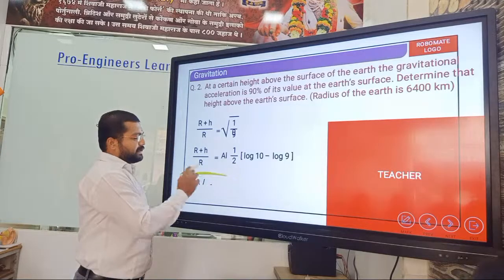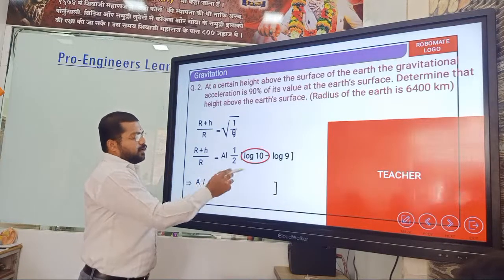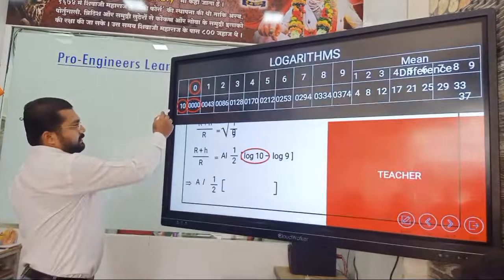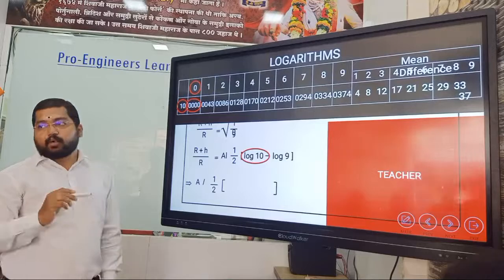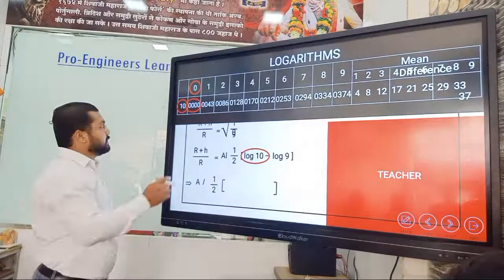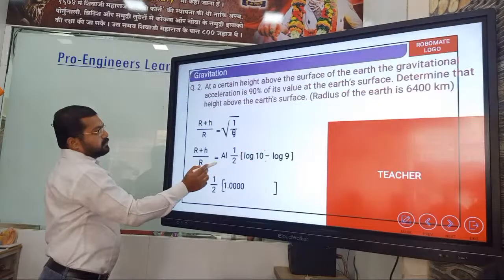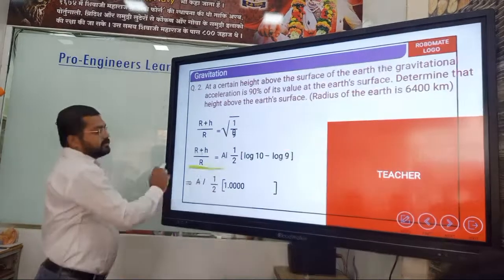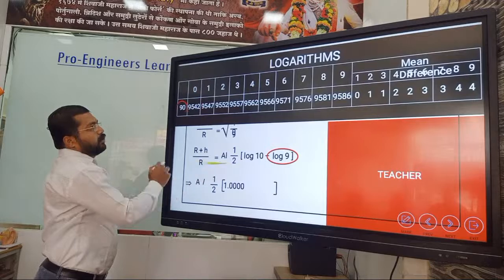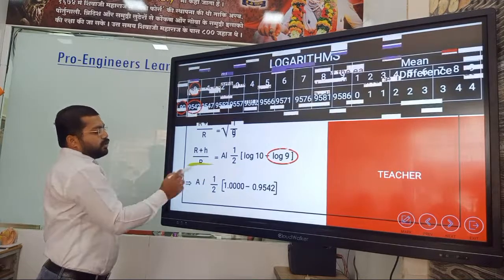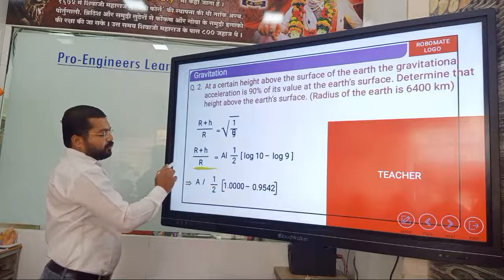So log of 10 and log of 9. How will we calculate log of 10? In the row of 10, we'll see the column of 0. So that is 1.000. For log 9, 90, 0, 0.9542.